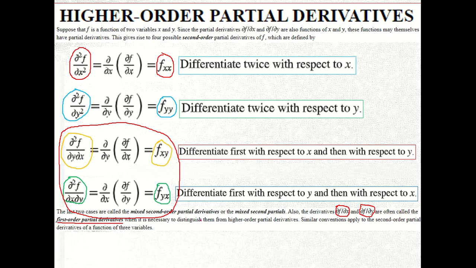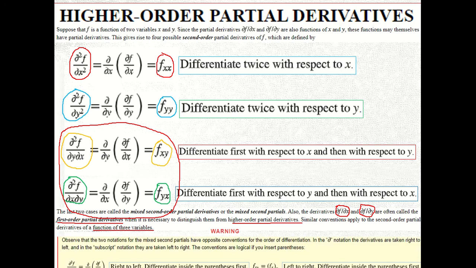So when it is necessary to distinguish them from higher order partial derivatives, then similar conventions apply to the second order partial derivatives of a function of three variables. All right, so remember this. Similar convention. All right, and a warning: be careful, class, when you're using these notations or when you're doing the process.